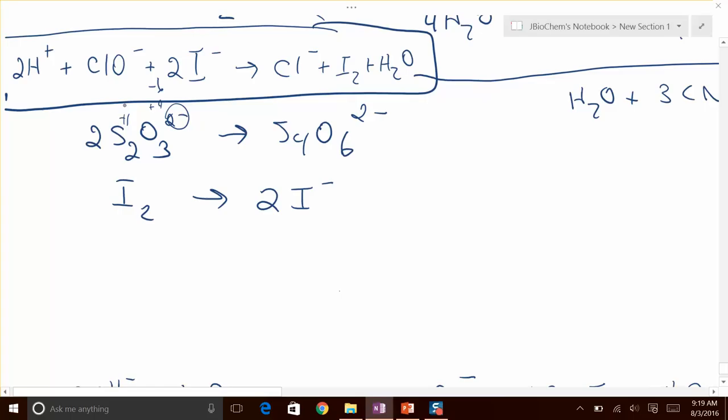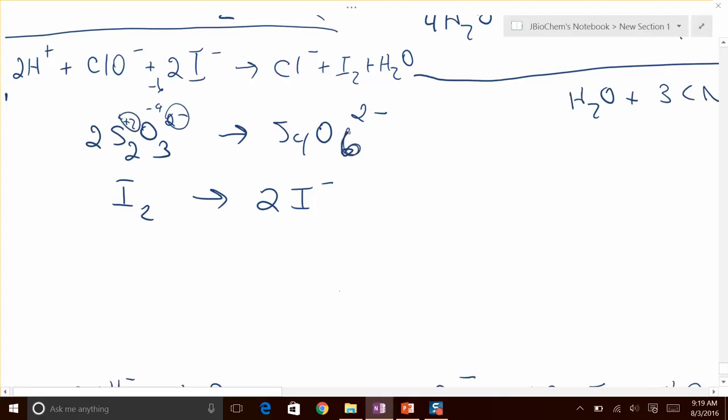Okay, so we have negative six, minus two. We have two left over, right? So that has to be plus four. So that means this is negative four. Yep, you're right. Plus four divided by two, so it's plus two. Each sulfur has a plus two oxidation number. Okay, good. Thank you. I just had to work it out.